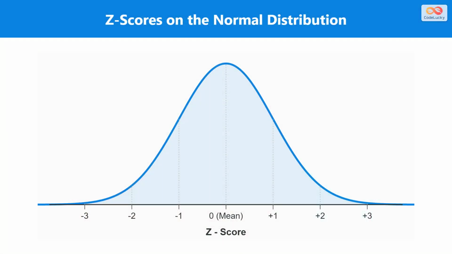When we map z-scores onto a normal distribution, or bell curve, the mean is always at 0. As we move to the right, we have positive 1, 2, and 3 standard deviations. As we move left, we have negative 1, 2, and 3. Most data usually falls between negative 2 and positive 2.